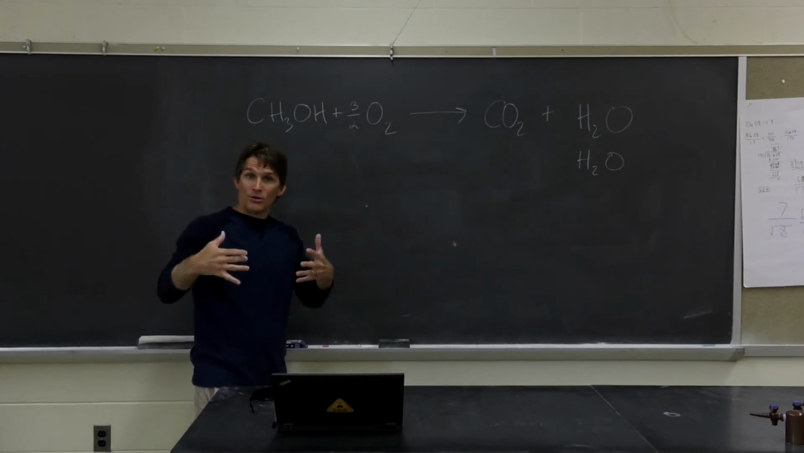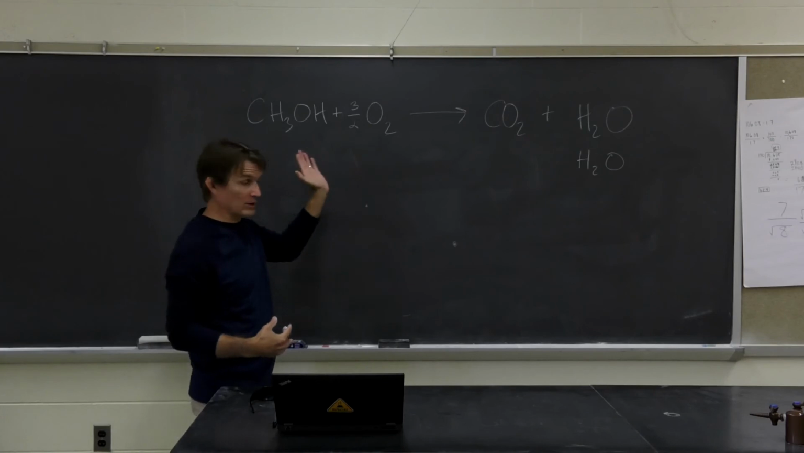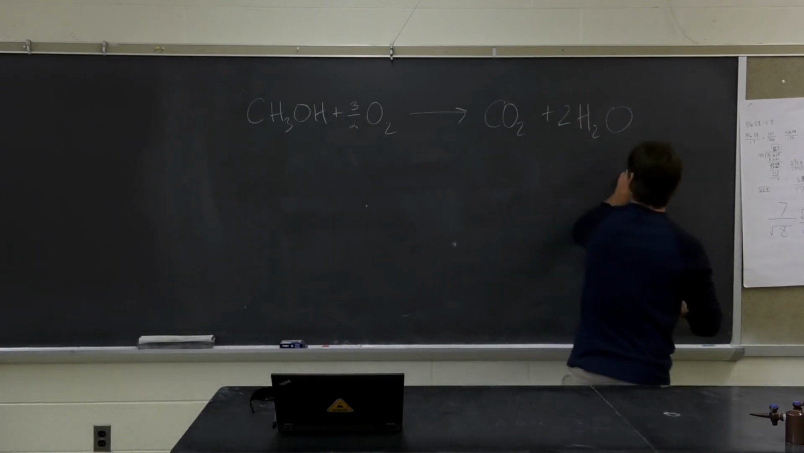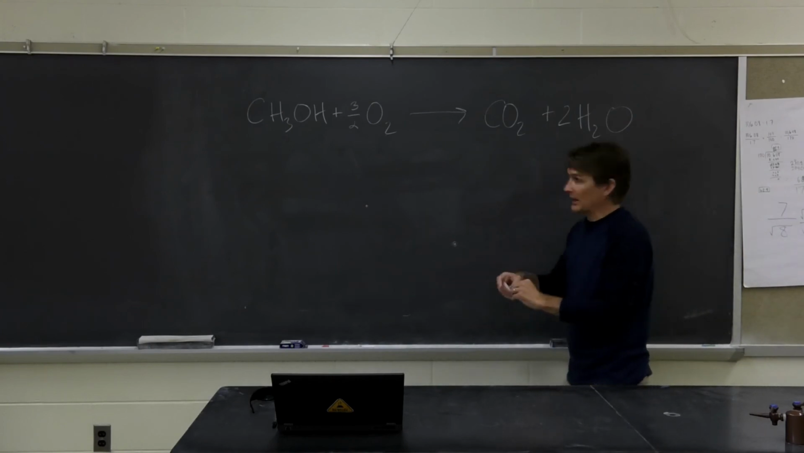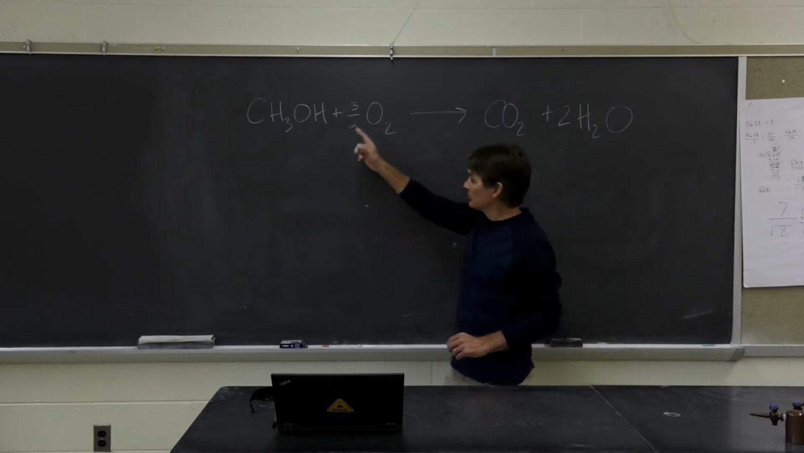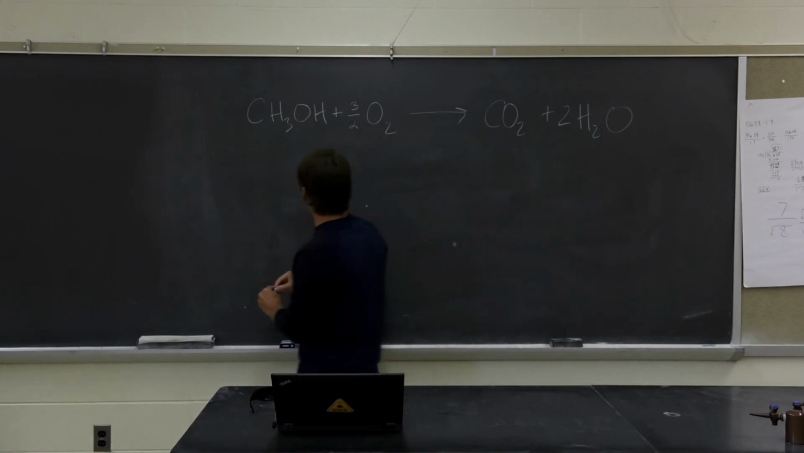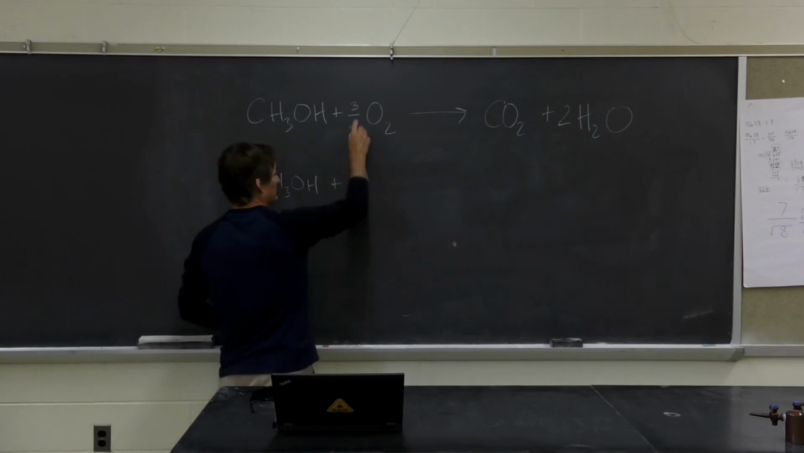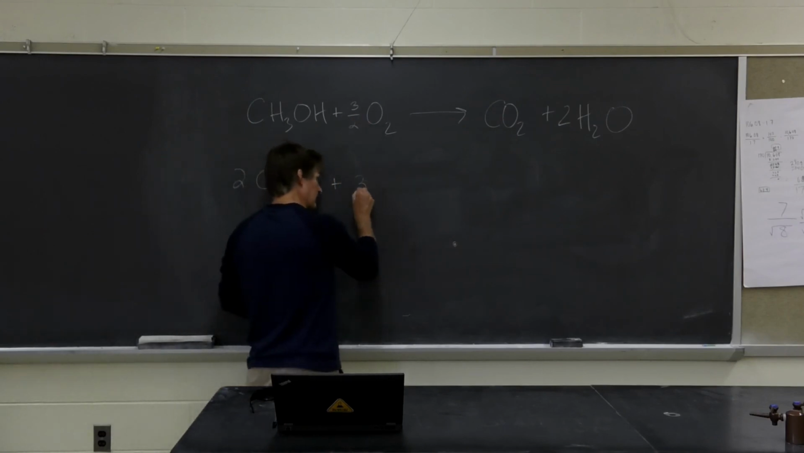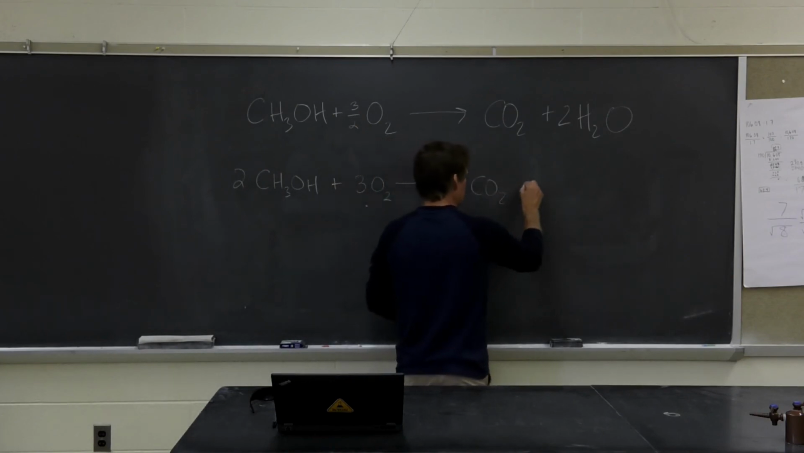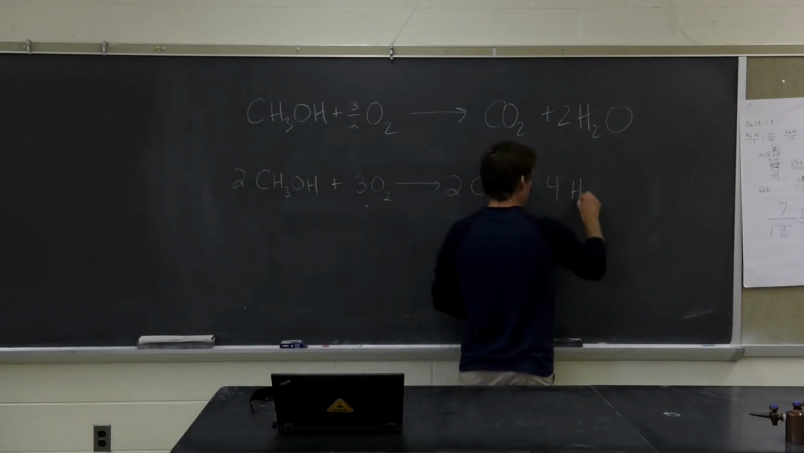Now, if you like whole numbers, which I do, I don't like writing equations like this. Well, let's see, I better put 2 of these because there's 2 waters. If you don't like having fractions in your chemical equations, which I don't, I'm just going to multiply everything by 2. So this gets multiplied by 2, and it becomes 2 methanols. This gets multiplied by 2, so that's 3 oxygens. This gets multiplied by 2, 2 CO2. And this gets multiplied by 2, that's 4 H2O.